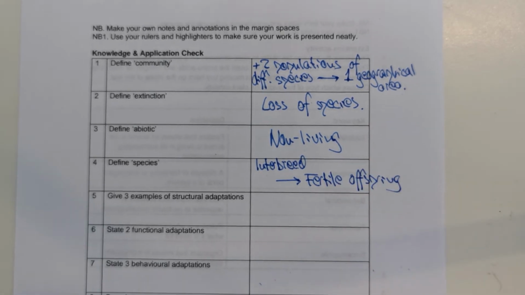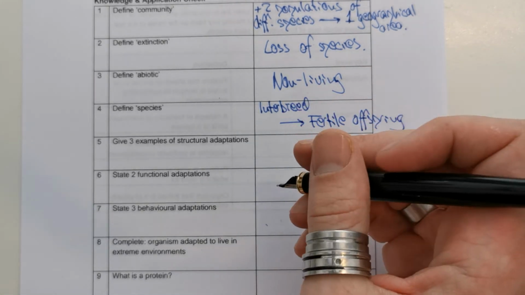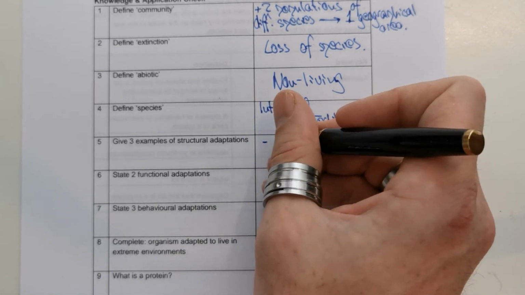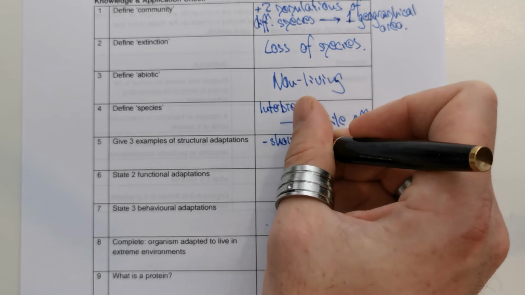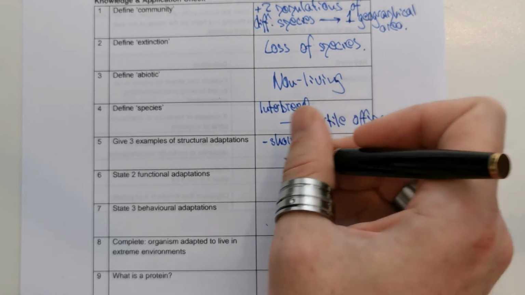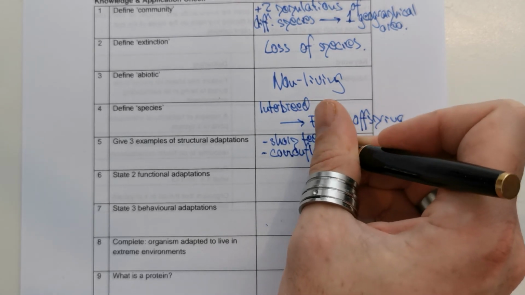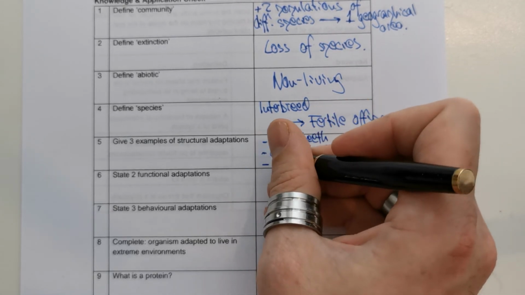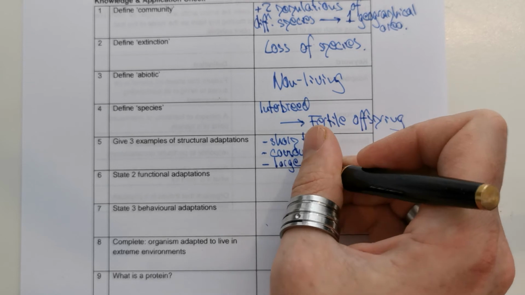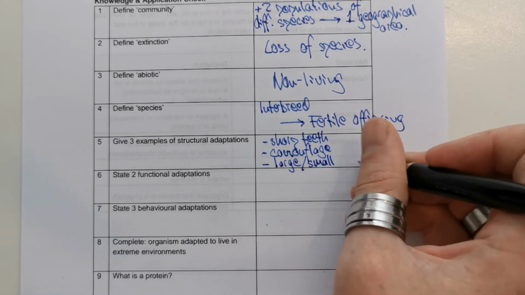3 examples of structural adaptations. So structural adaptations are physical features. Sharp teeth. Camouflage, another physical feature. Large or small surface area to volume ratio.